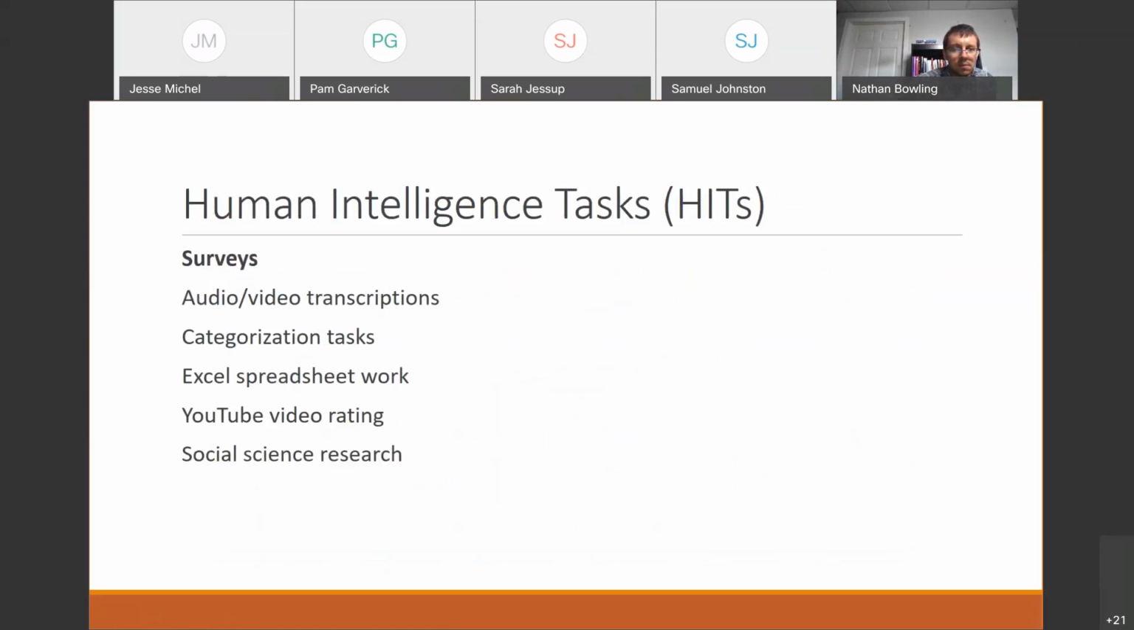Audio and video transcription is something you see a lot. People will post audio transcriptions and hire others to transcribe them. These end up taking hours and they'll pay quite a bit of money to do it. There are various Excel worksheets, and I've seen things like YouTube ratings. So it's a whole assortment of different tasks that people are posting. But over the last few years, we've really seen researchers capitalize on this opportunity and start posting social science research.